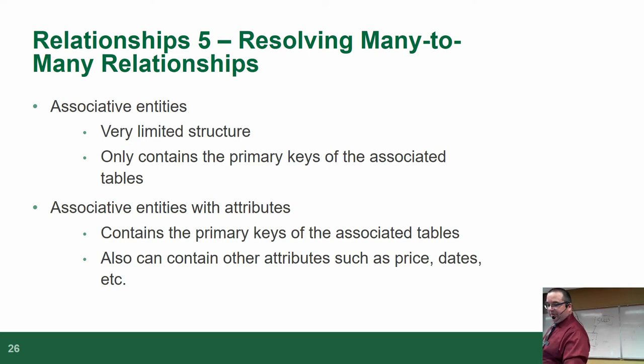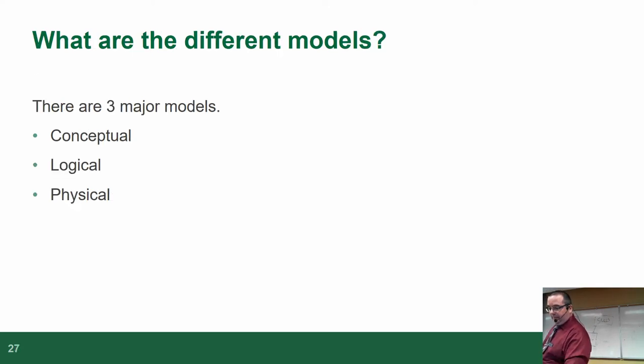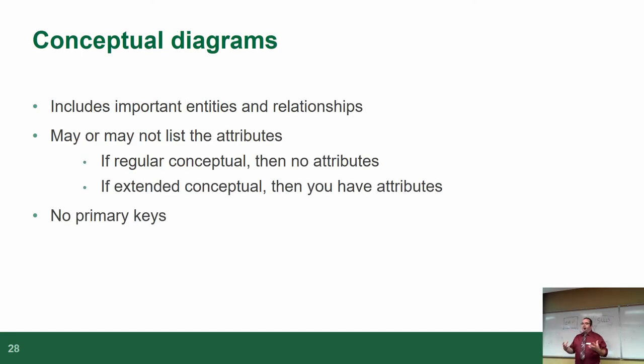So that's an associative entity with attributes. Okay, there's three major models. I think I've got like five slides left. And I'm just going to talk about the notation that I had up on the board. There's three major models. There's conceptual, logical, and physical. So far I've been talking about conceptual concepts. Conceptual diagrams include the important entities and their relationships. So, there was an eraser. But obviously it's not working very well because look at the board.